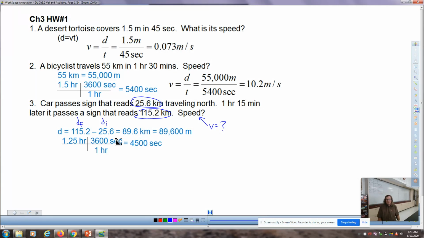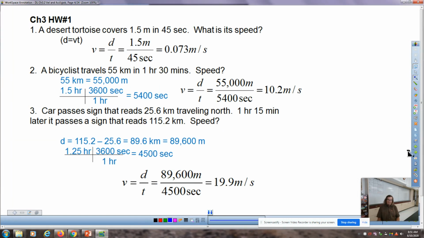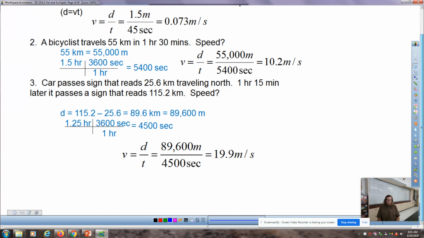So we just subtract. 89.6 kilometers becomes 89,000 meters. 1.25 hours, same thing as we did above to get that into seconds. And then we solve. And if that eludes you on a test and you use one of these distances down here, so let's say that you had put 115,200 meters in instead of 89,000, you're still going to get a very good partial credit.